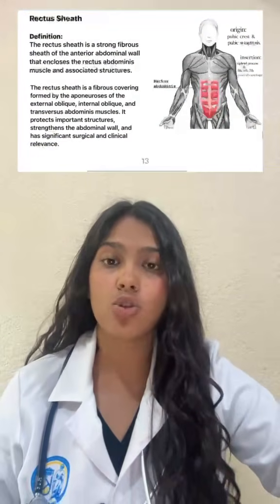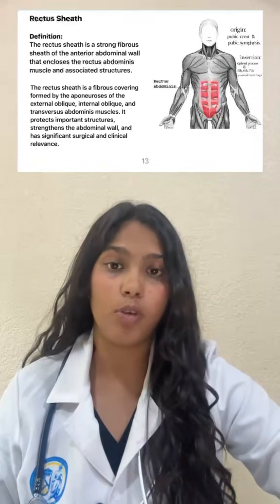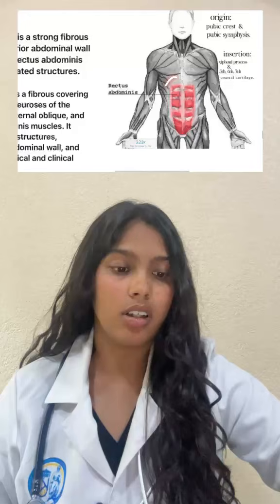The topic I'm going to explain to you today is the rectus sheath. Now, as we all know, the rectus sheath is a strong fibrous sheath present on the anterior abdominal wall and encloses the rectus abdominis muscle. You can see the muscle here in this image.